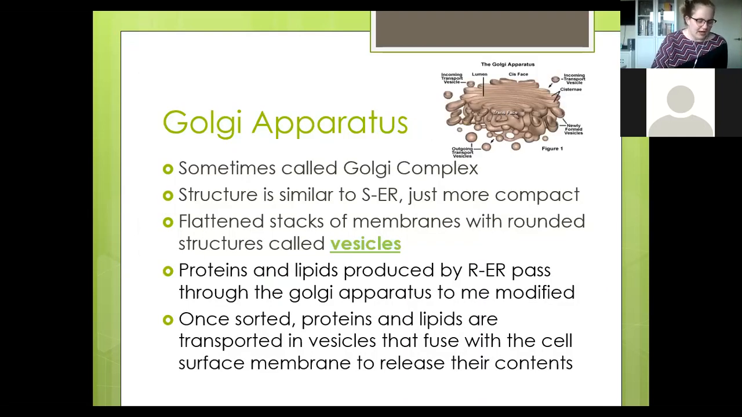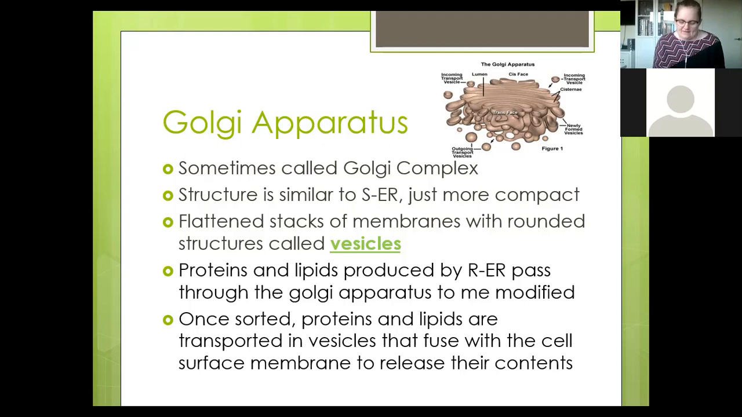Then we have the Golgi apparatus, sometimes called the Golgi complex. It's made up of two parts. So we have the Golgi apparatus and the Golgi vesicles, which we'll look into in a bit more detail. The Golgi apparatus structure is very similar to smooth endoplasmic reticulum, but it's just a lot more compact. So it's just squished in basically a lot more. It's basically flattened stacks of membranes with rounded structures called vesicles. And we'll look into those vesicles in a minute.